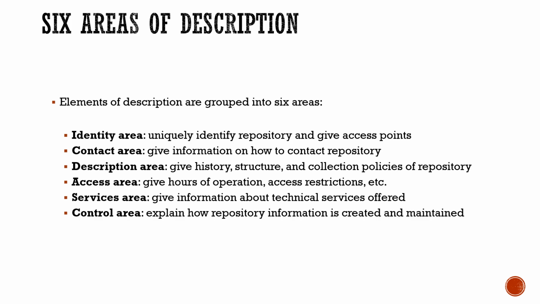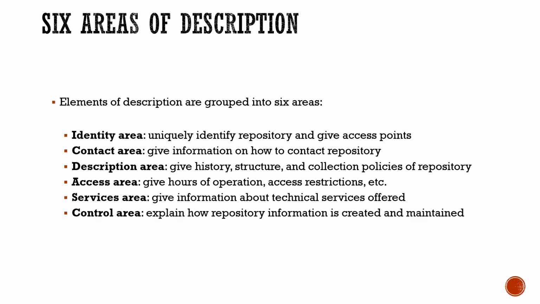There are many elements you can use to describe your archival repository. These elements are grouped into 6 areas in ISDIAH and also in AtoM. These areas are Identity Area. Here you uniquely identify your repository and give access points. Contact Area. Here you give information on how to contact your repository.